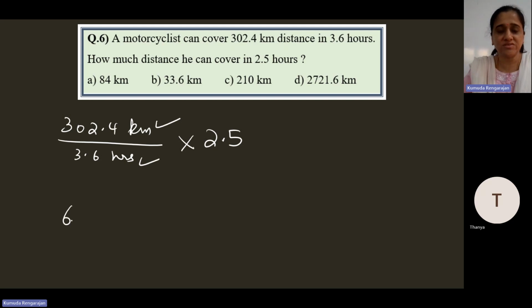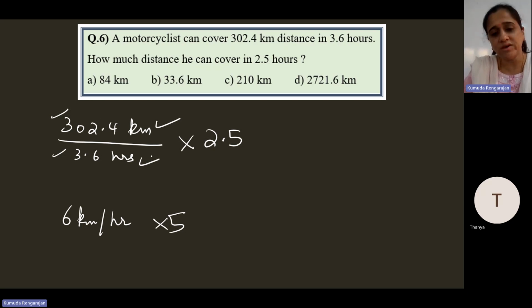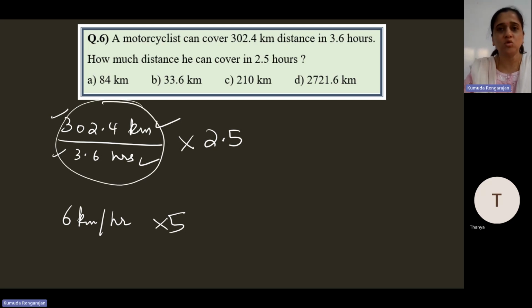So as I said, supposing you get 6 kilometers in 1 hour, then for 5 hours, into 5, 30 kilometers in 5 hours. In the same way here, when you divide this by this, you will get the distance covered in 1 hour. Then in 2.5 hours, into 2.5. You get that?